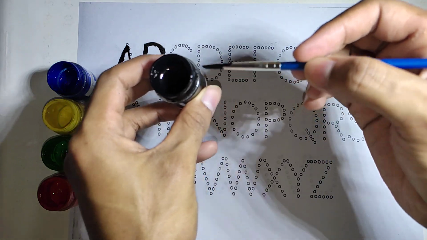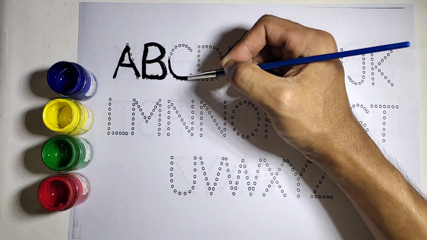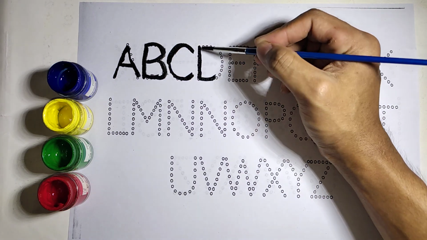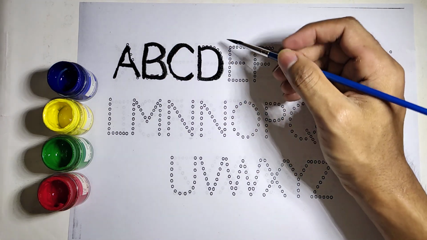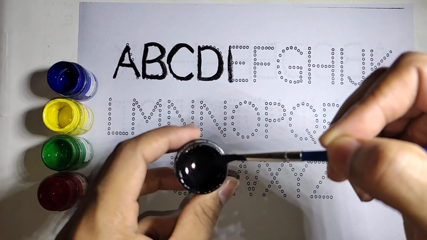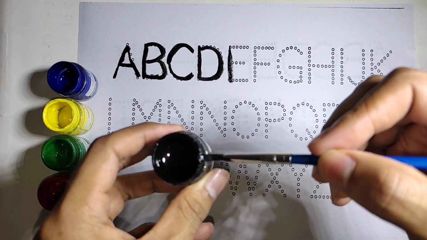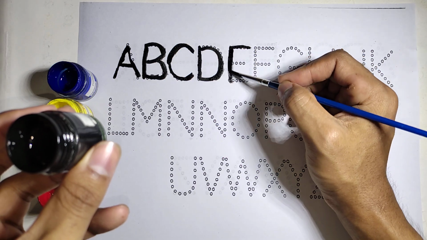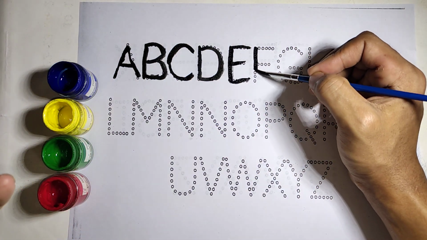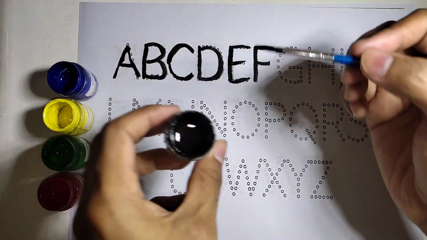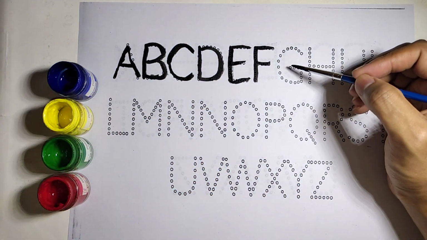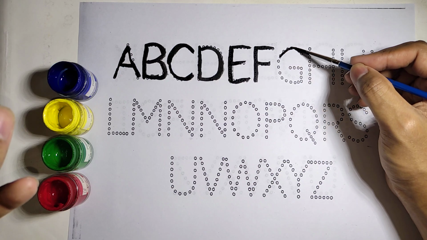Black color. And now we draw C. The next one is D. Now we draw E. E for egg. Kids, the next one is F. F for fish, F for fan. The next one is G. G for goat.